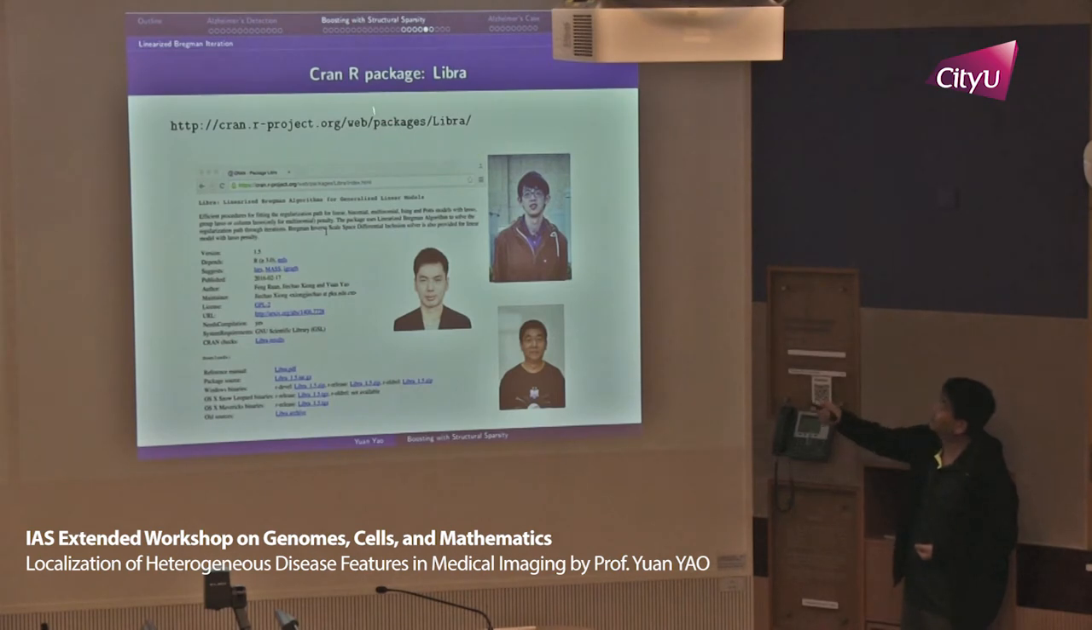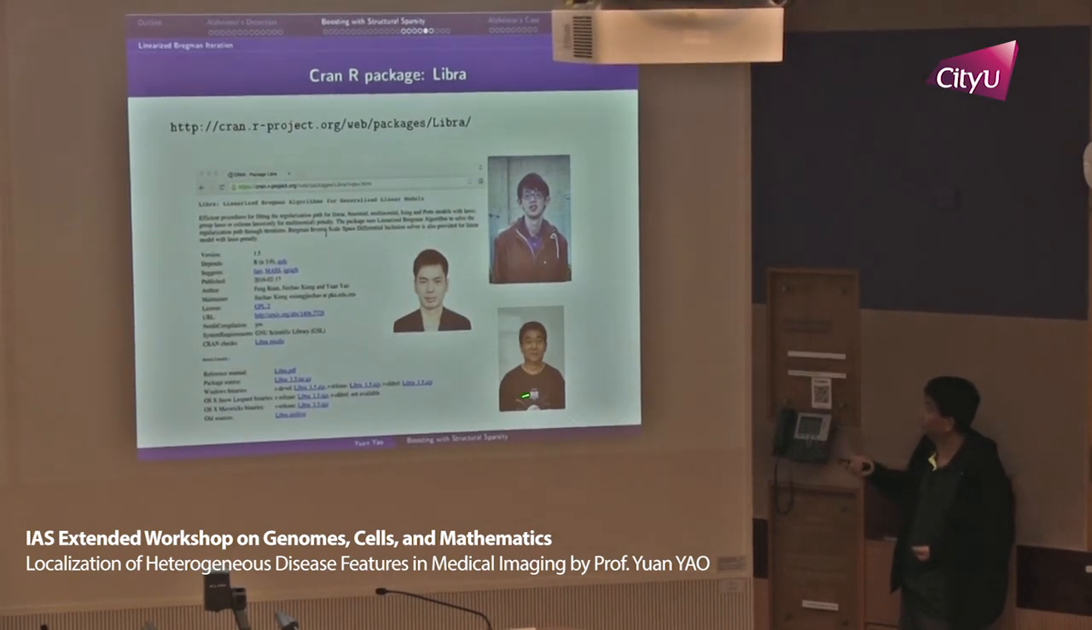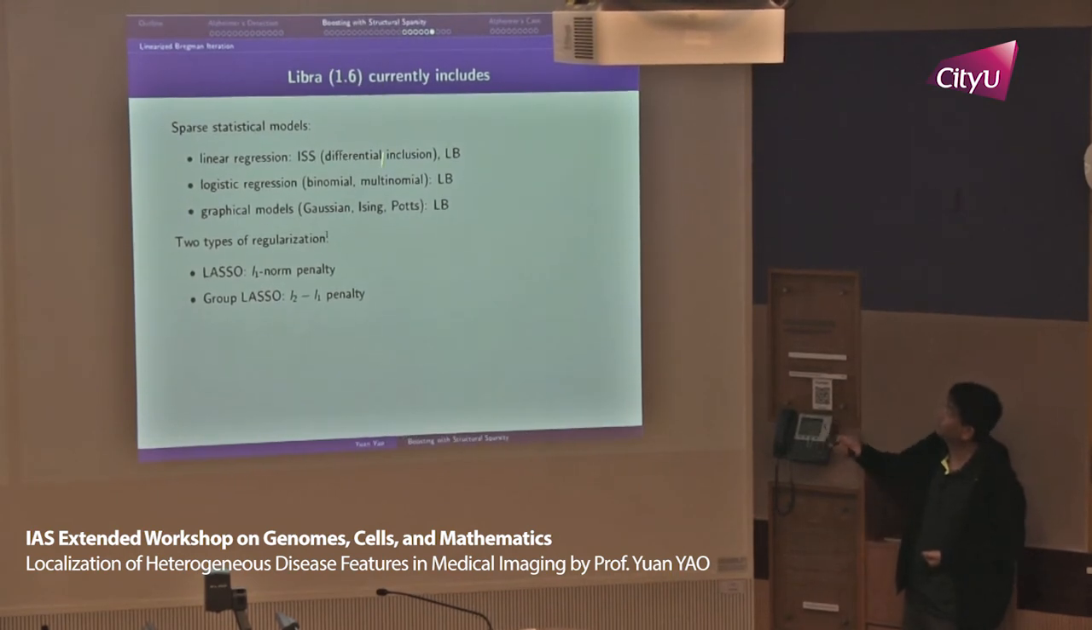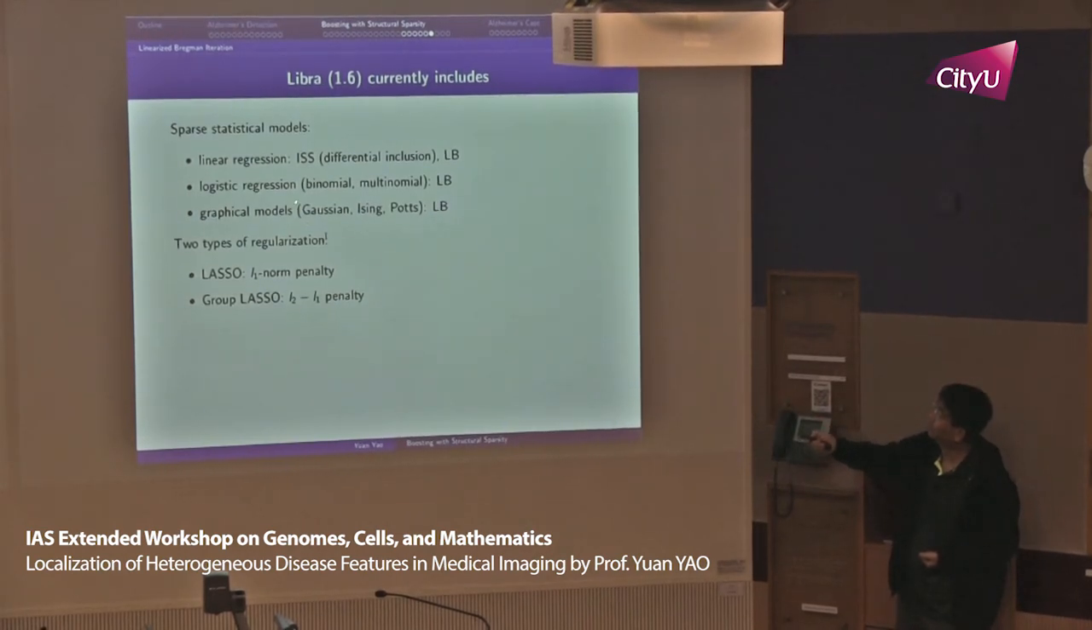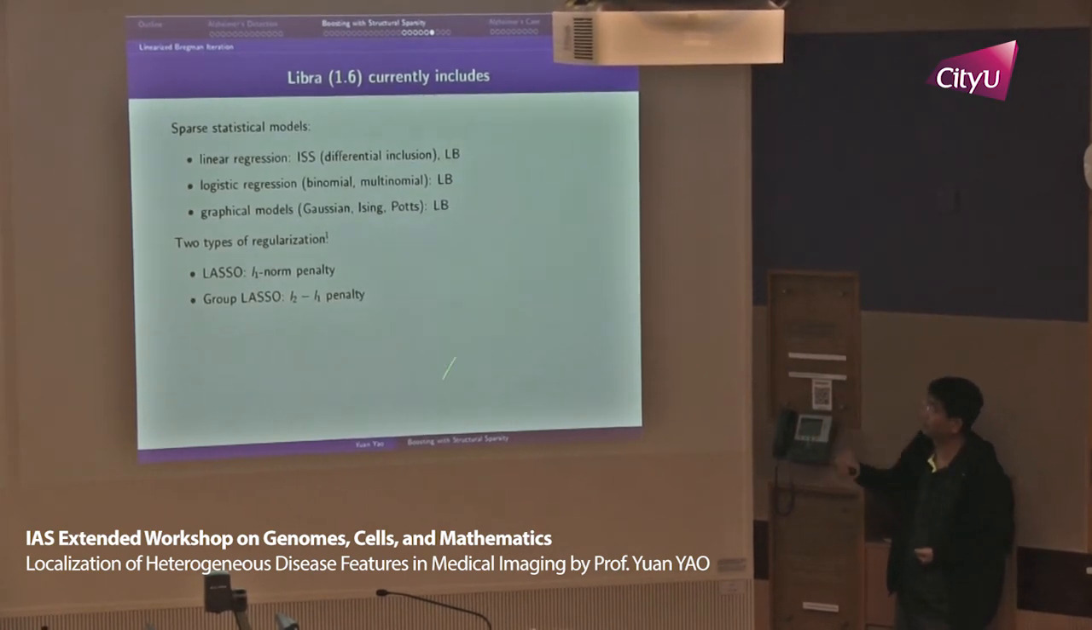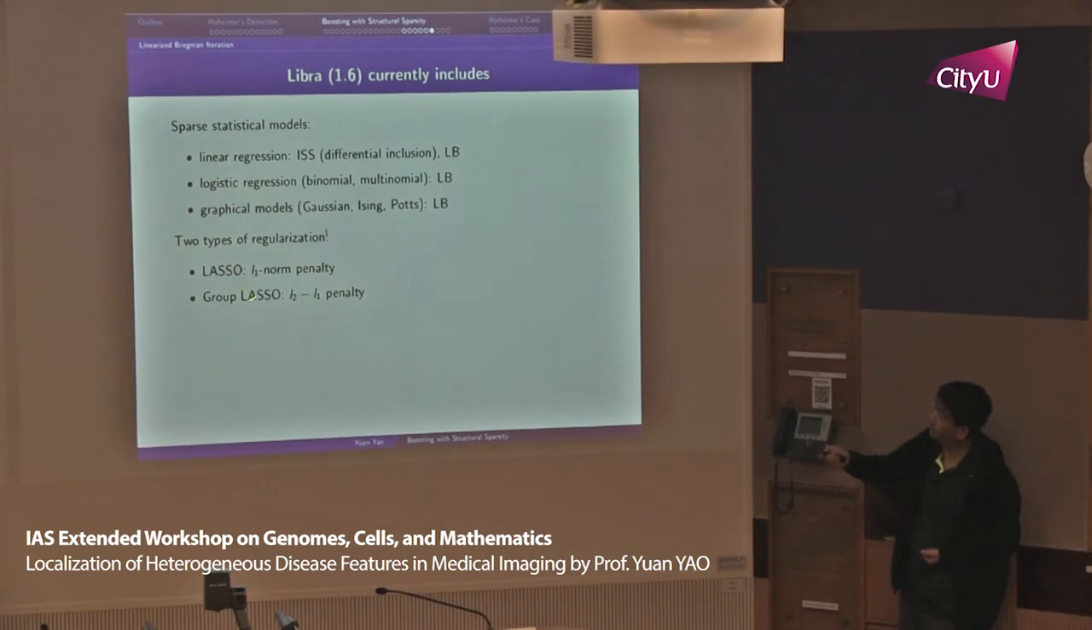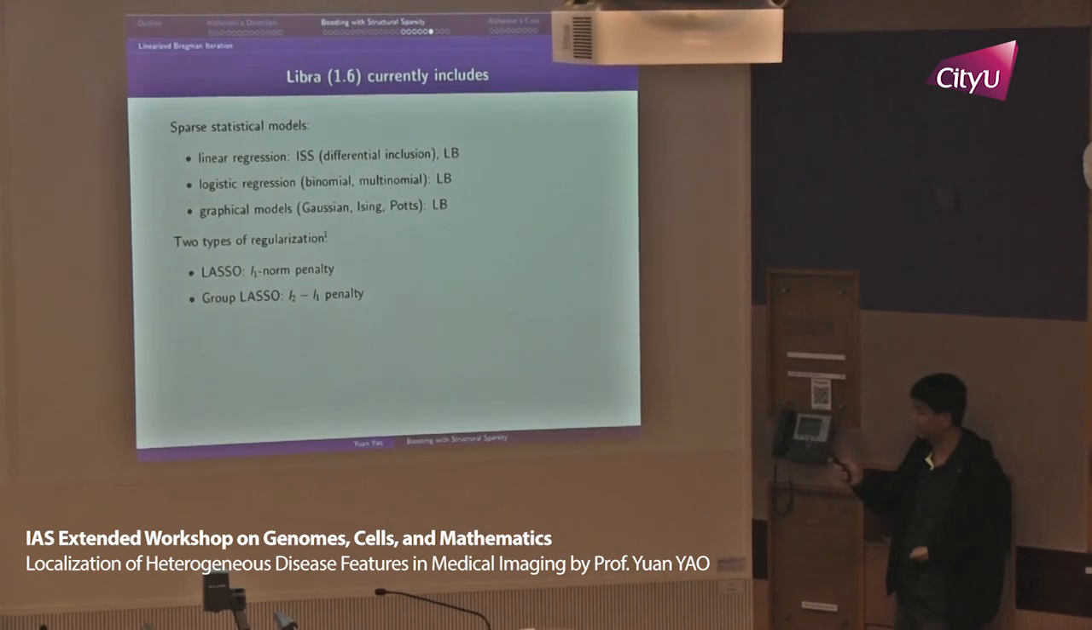If you are curious about this algorithm, we wrote an R package on CRAN. You can feel free to use that. The original version was the first version given by my ex-student at Peking University, Feng Ran, who now studies at Stanford, and is my ex-PhD student. The current version is 1.6. You can find popular statistical models like linear regression, logistic regression, and various graphical models, including Gaussian Ising and Potts in this package. And we implement these types of regularization: lasso, group lasso. So you might add new elements, feel free.